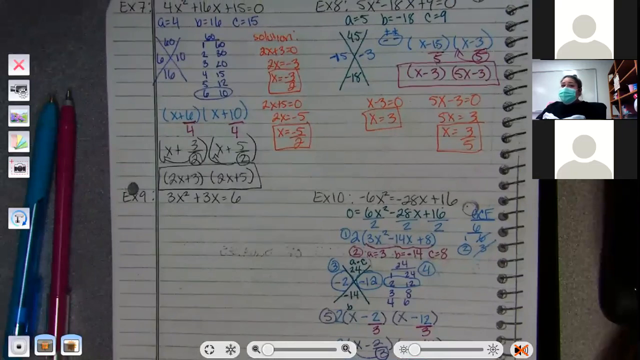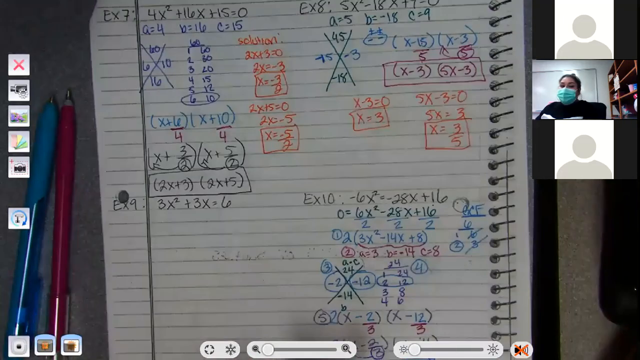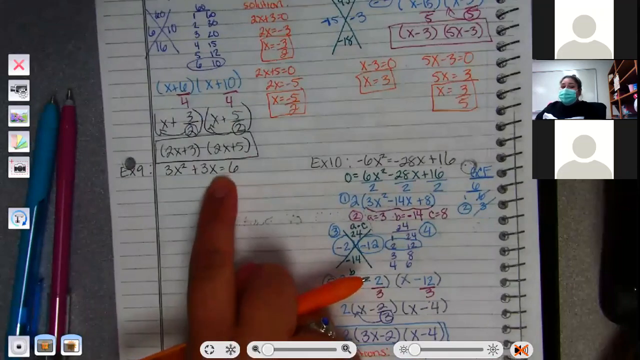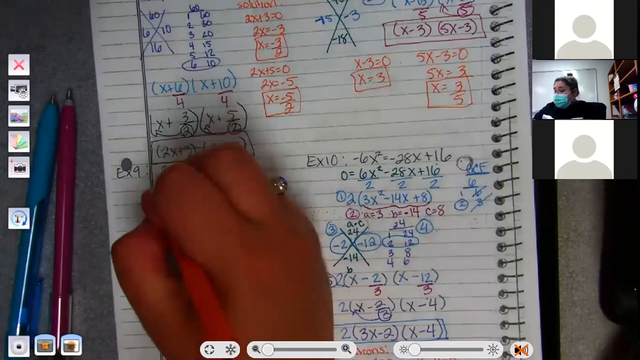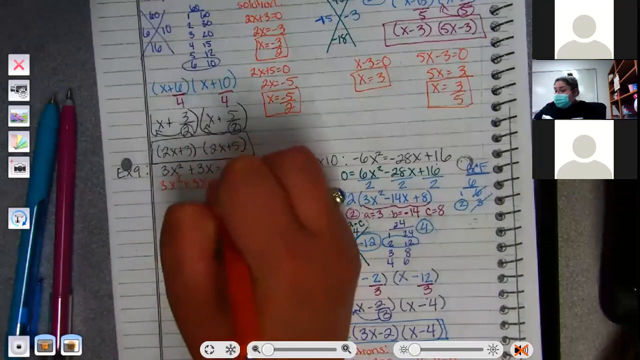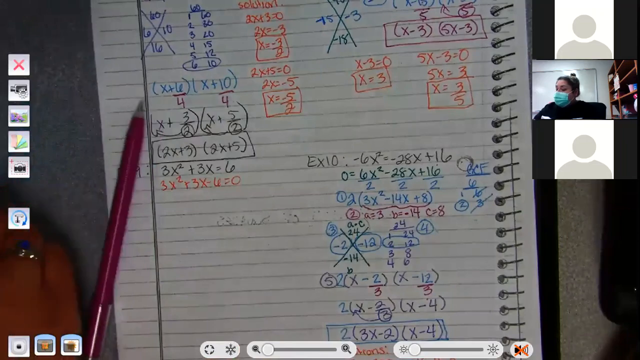And then example 9, we have 18 more minutes. So we're just gonna do this one quicker because we still have 2 examples that are a special case that I wanna get through. So remember, it has to be set equal to 0. So I'm gonna subtract the 6. So 3x squared plus 3x minus 6 equals 0. Ooh, wrong color. It's okay.